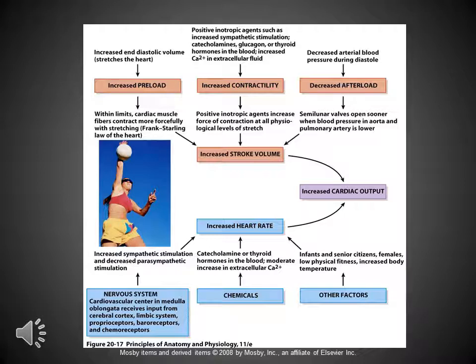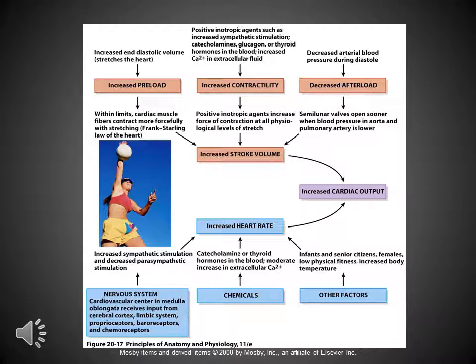Positive inotropic agents, such as increased sympathetic stimulation, epinephrine, norepinephrine, glucagon, thyroid hormones, calcium, and extracellular fluids, all those are going to increase contractility. Positive inotropic agents, inotropic means force of contraction, increase the force of contractions at all physiological levels of stretch. They're going to make it just work better.